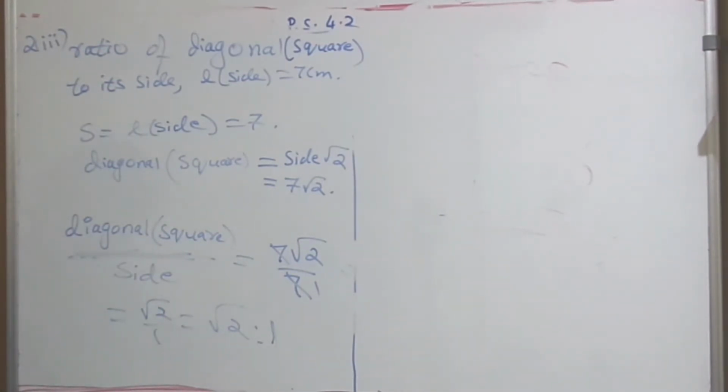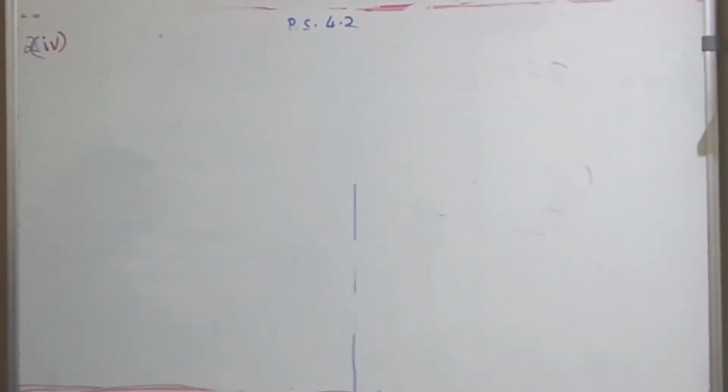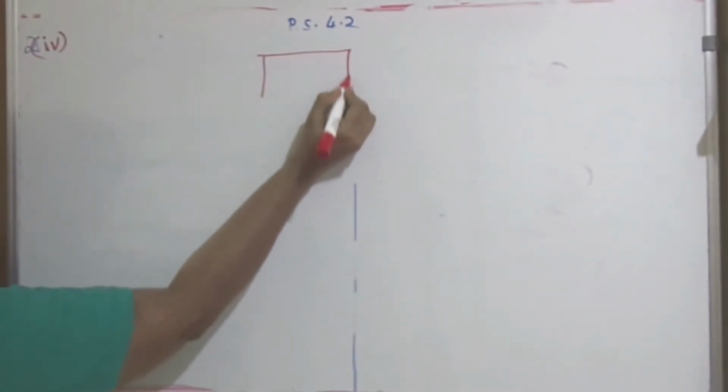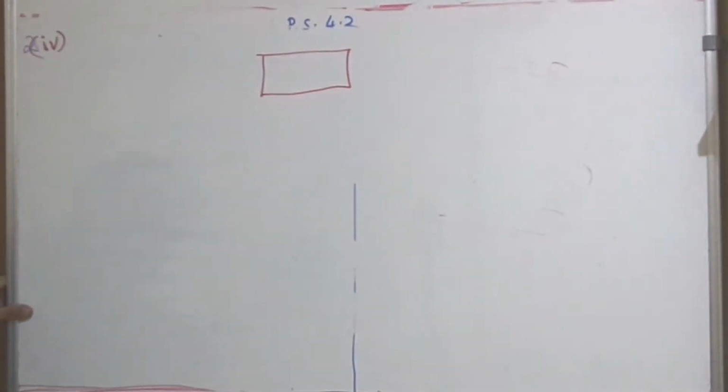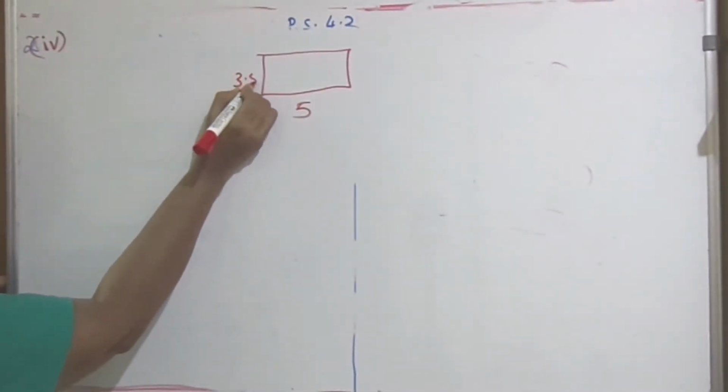Next. Length of the sides of a rectangle are 5 cm and 3.5 cm. Find the ratio of its perimeter to area. I am rubbing this. Now I am writing with red pen. The fourth one. Now you know that rectangle, the bigger one is the length, smaller one is the breadth. So which is the bigger number? 5 cm and 3.5 cm.